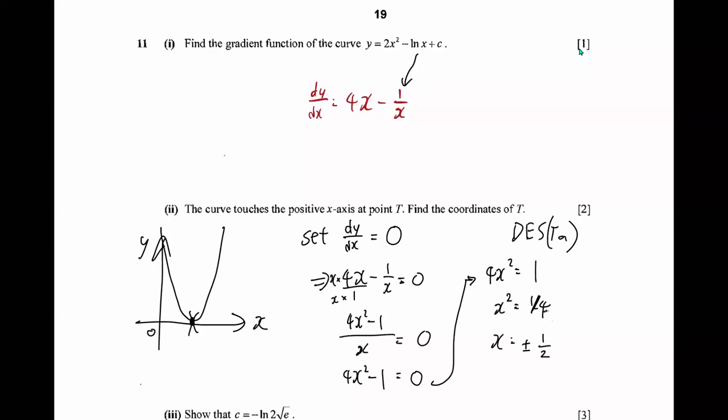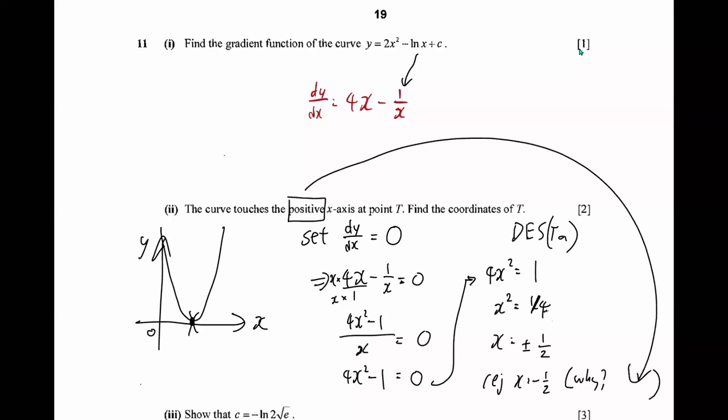So we want to find the coordinates of the point T. But T touches the positive x-axis. Which one do we have to reject? Reject x equals negative half. Why? Because positive x-axis means your x coordinate has to be positive. So this is our 1/2. For the coordinates of T, since it's touching the x-axis, the y coordinate has to be 0. That's your point T.